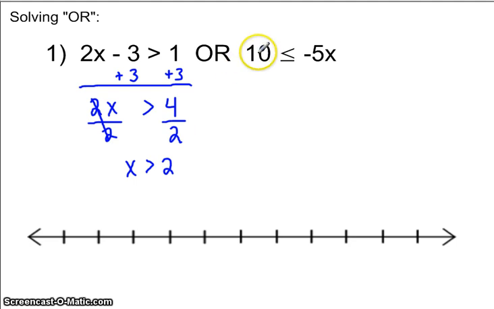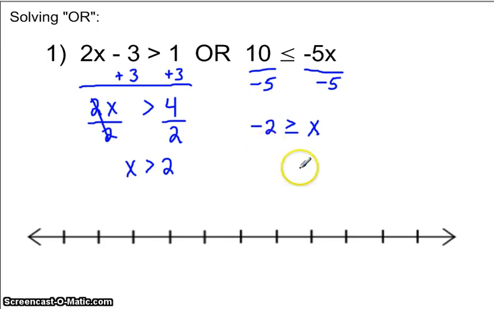Now we're going to do this side. The 10 is less than or equal to negative 5x. So I'm going to divide both sides by negative 5. And whenever you divide by a negative, you know you have to flip. So this is going to be a negative 2 is less than or equal to, oh, I'm sorry, take that back, I got to flip, so I'm going to go greater than or equal to x.